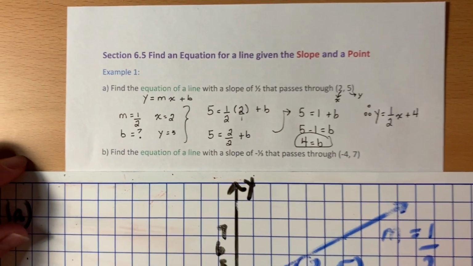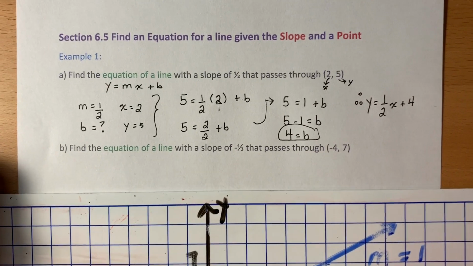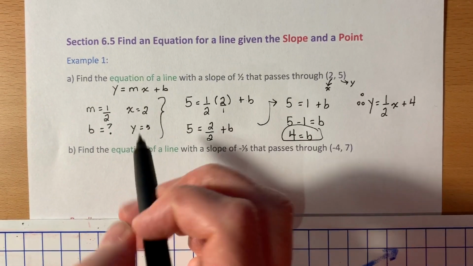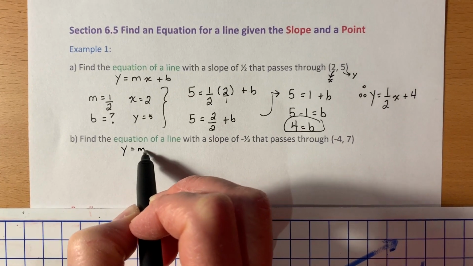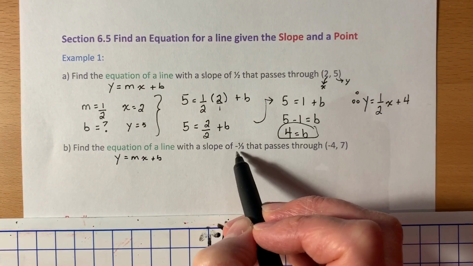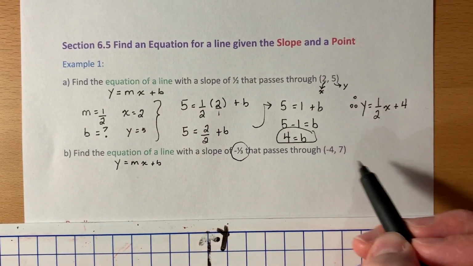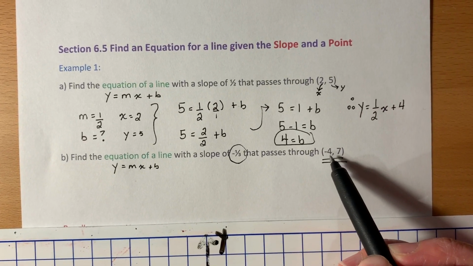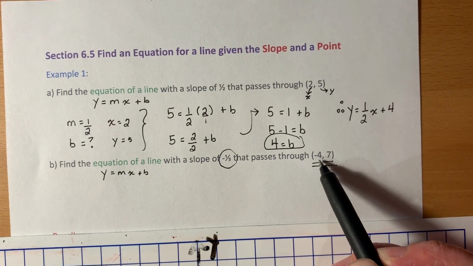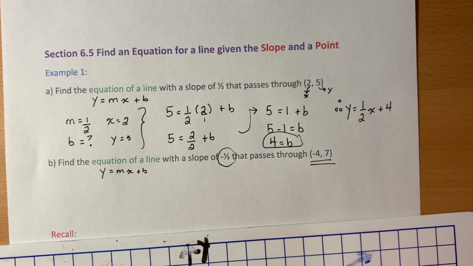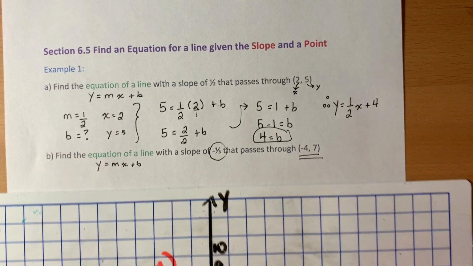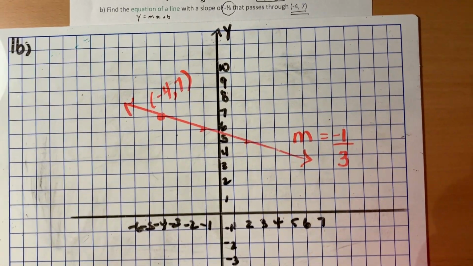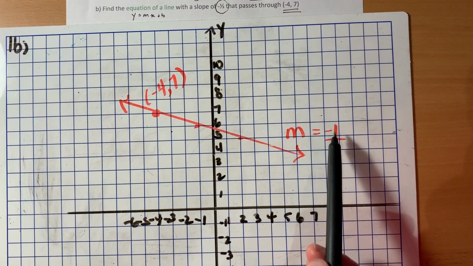Similar question. Again, you're asked to find the equation of a line. So again, you should be thinking y equals mx plus b. This time you're given a slope of negative 1 over 3 and another point that it passes through. Once again, this is not your y-intercept. This is a point that it passes through. Here I again did a quick sketch of what it would look like. So I know my slope is negative 1 over 3.